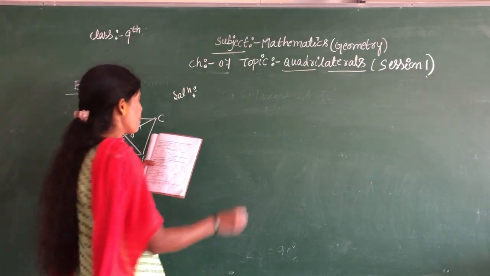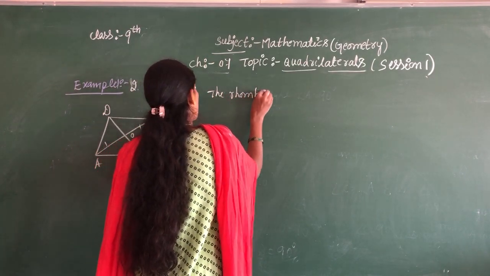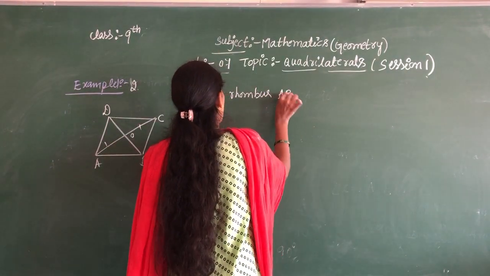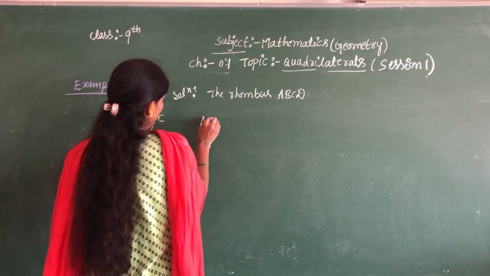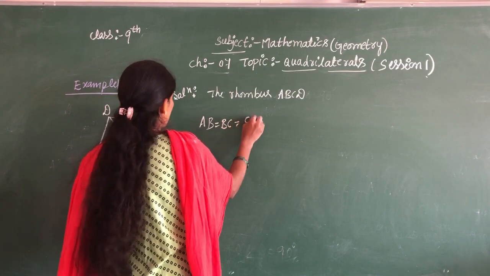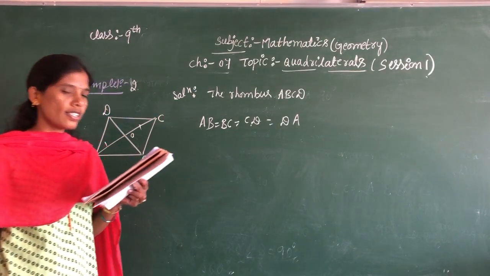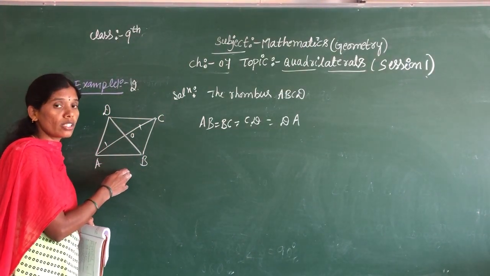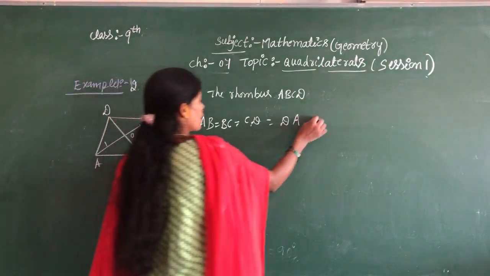Okay, consider rhombus ABCD. Which one is that, children? ABCD. You see, AB is equal to BC is equal to CD is equal to DA. Alternate angles, which means corresponding angles, are equal. Why? Because corresponding angles.